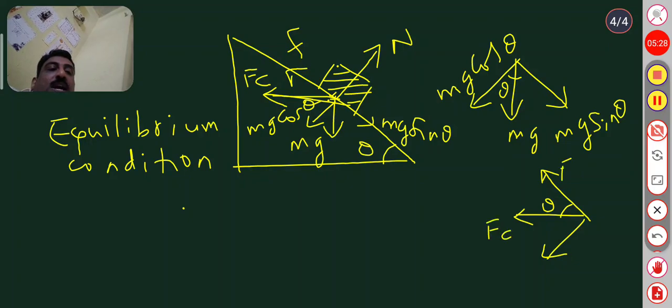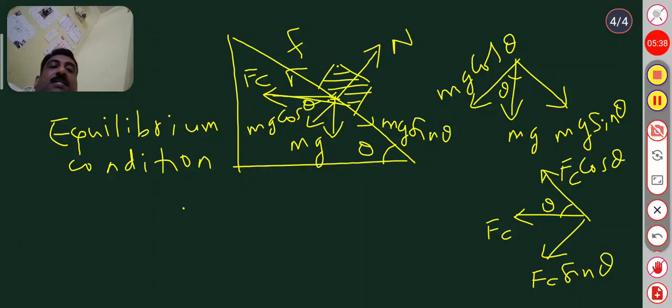So this is your Fc cos theta, and this is your Fc sine theta. So centrifugal force is acting away from the center. It is an inertial force, so it is acting away from the center. It is because of the frame of reference. The force which is acting depends on the frame of reference which we are choosing. So centrifugal force is acting away from the center, and it has two components.